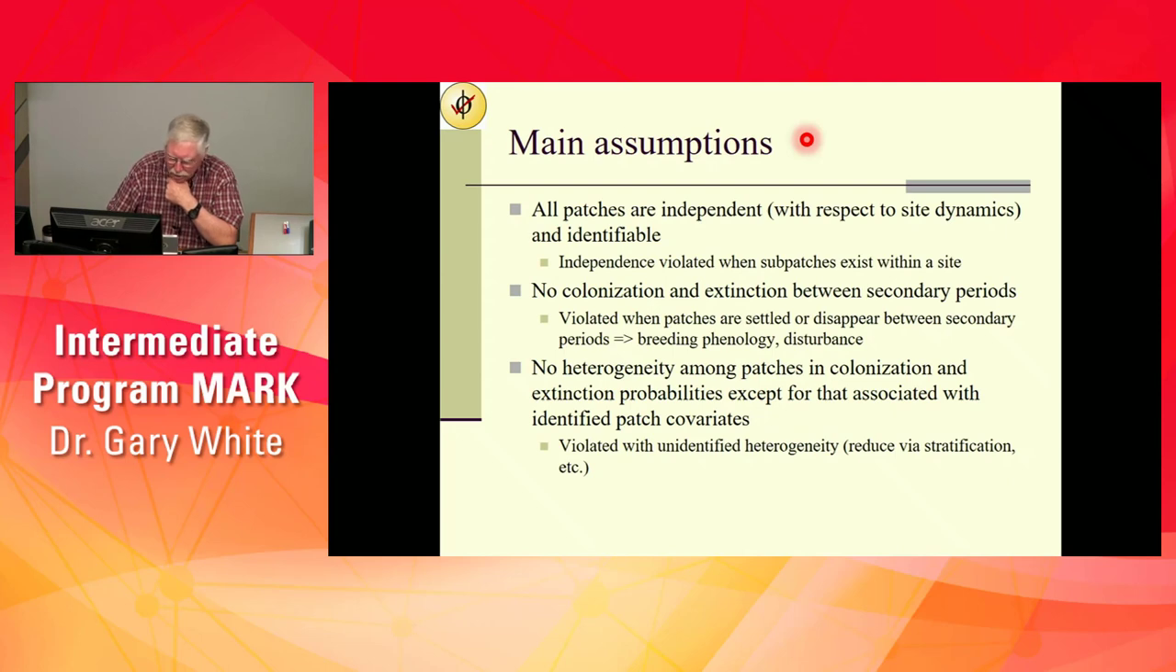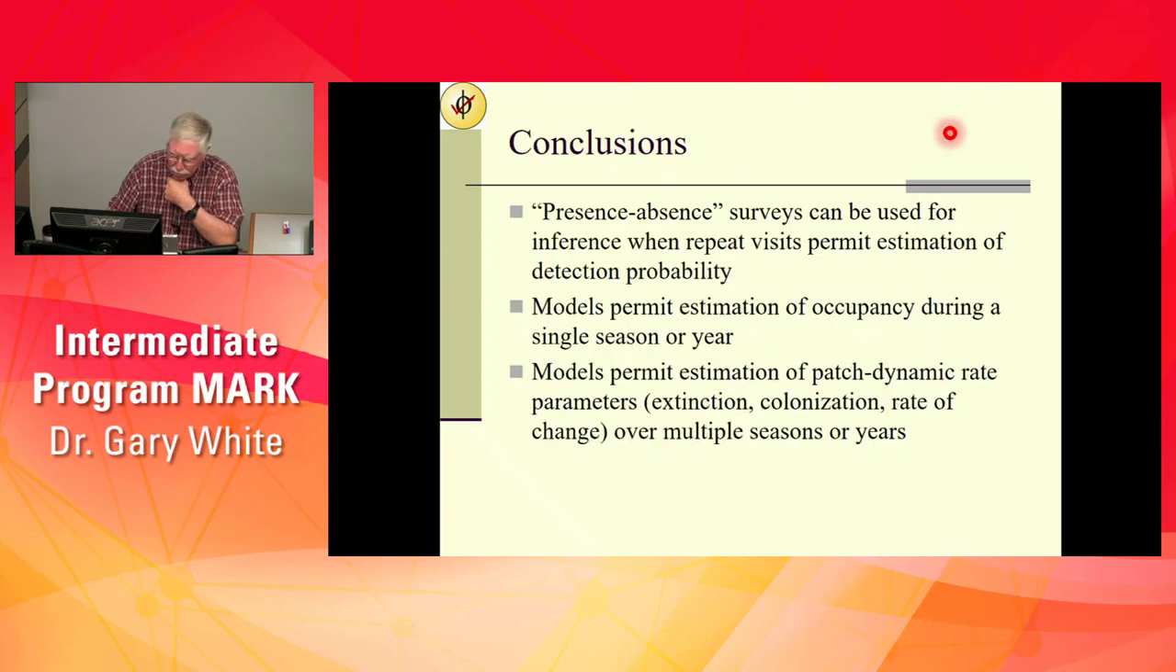Okay, main assumptions. Yeah, can't violate closure. We're going to handle heterogeneity again with colonization and extinction with covariates, all that kind of good stuff again. Here's some presence-absence models permit, yeah.